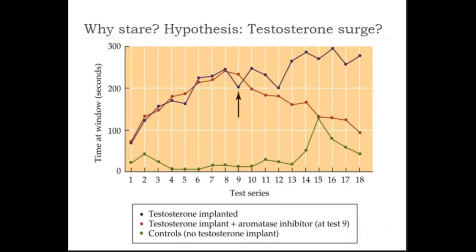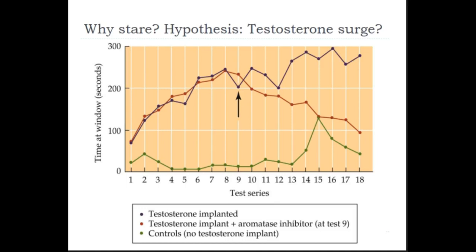And here's what happens. They're measuring time at the window. They just get a stopwatch and watch how long over a period of time these males will spend staring longingly at their mate. There are 3 different groups here: testosterone implanted, another that we'll get to in a second that's testosterone implant plus aromatase inhibitor, but don't worry about that for now, and then controls. I'm having a hard time seeing the differences in color, so I'm going to turn the lights down.